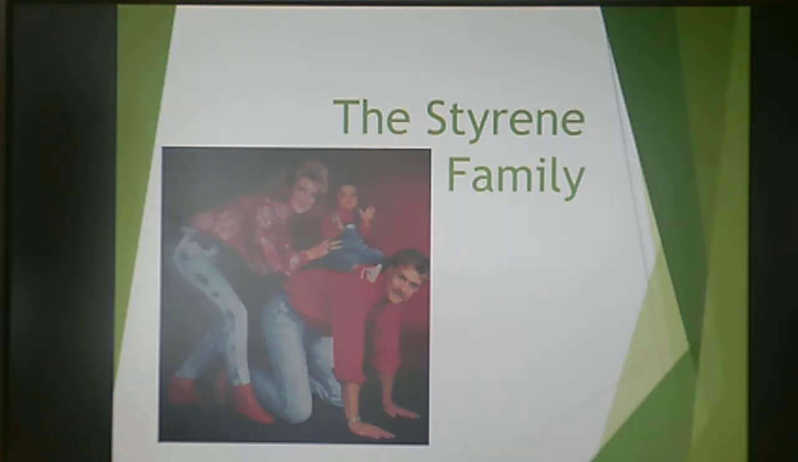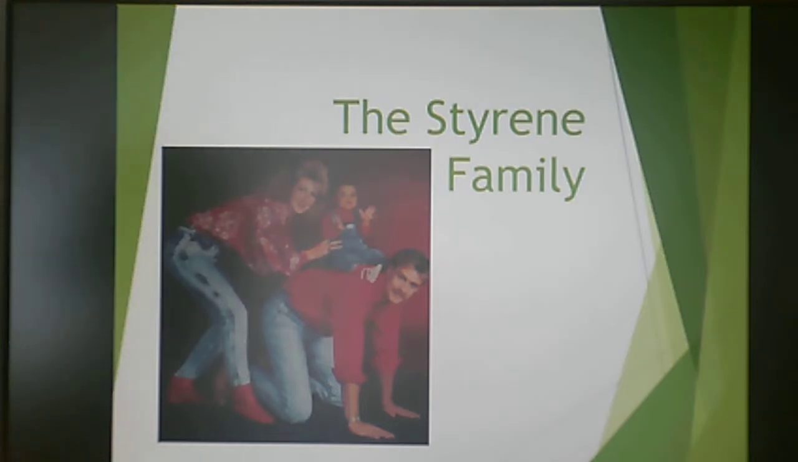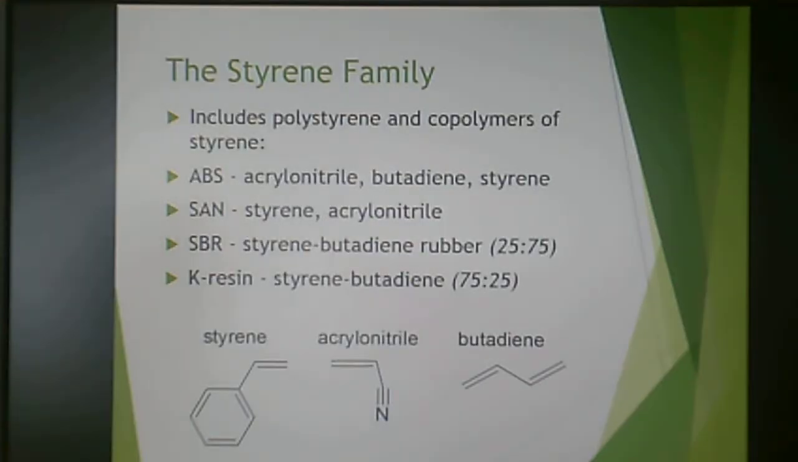Welcome to the styrene family, or the Styrenics when we're talking about resins. This is polystyrene and its copolymers. The styrene family consists of polystyrene and copolymers of styrene. These include ABS, acrylonitrile, butadiene, and styrene, or SAN, styrene and acrylonitrile.